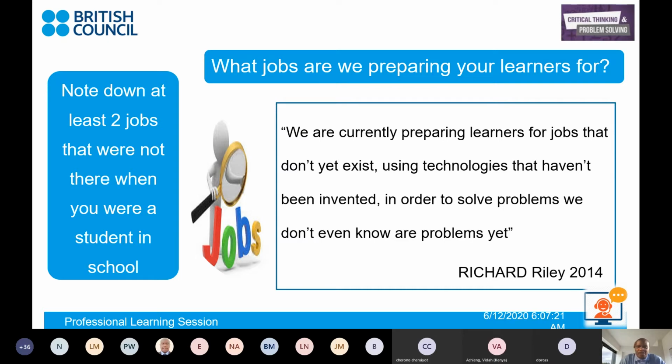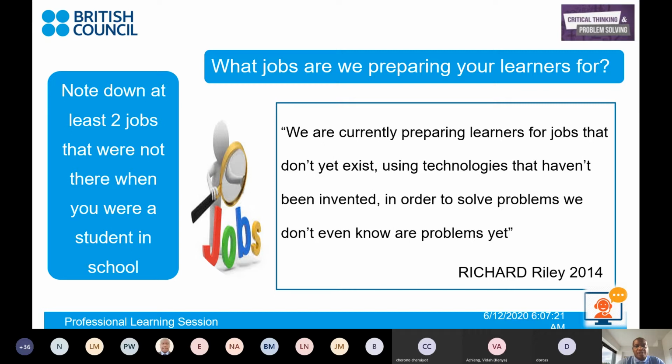Thank you very much. So we need to ask ourselves, what jobs are we preparing our learners for now? Because when we were students, there were some jobs which were not there, like tuk-tuk repair technician. So what jobs are we preparing our learners for now? According to Richard, we are currently preparing learners for jobs that don't exist yet, using technology that hasn't been invented in order to solve problems we don't even know are problems yet. So that is where we are, and therefore, when we give our learners content, it has a short shelf life, and it might not be useful for them.